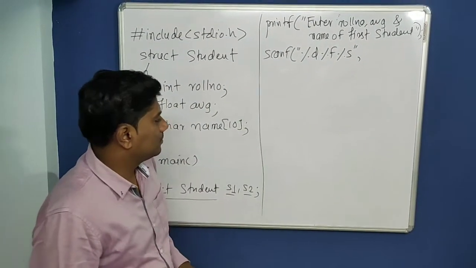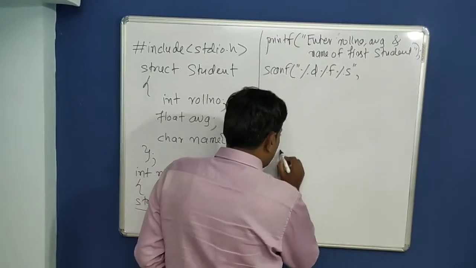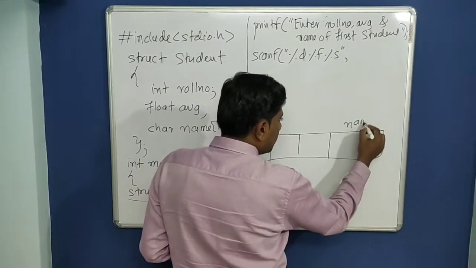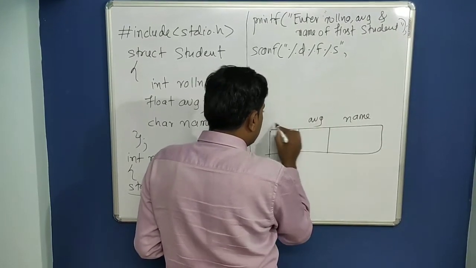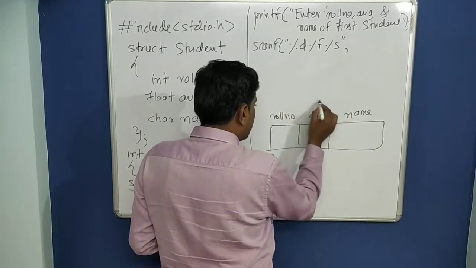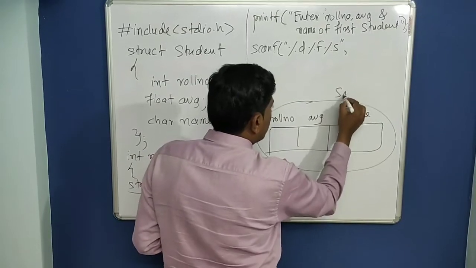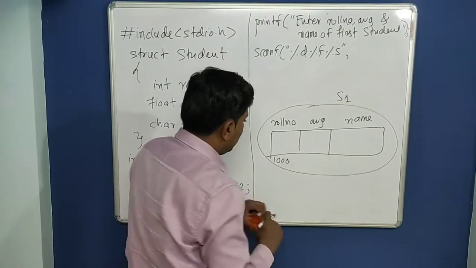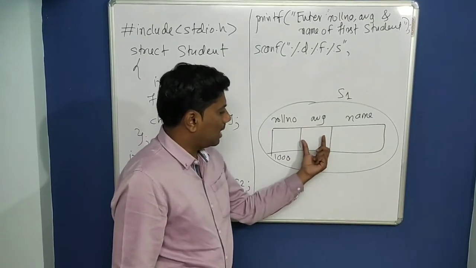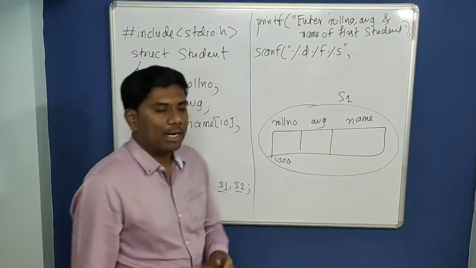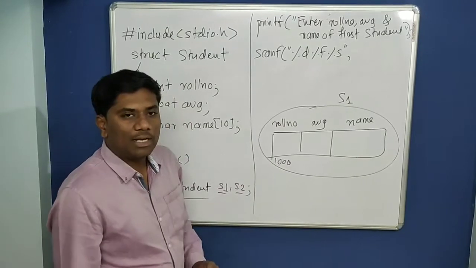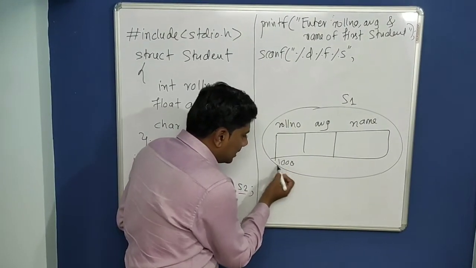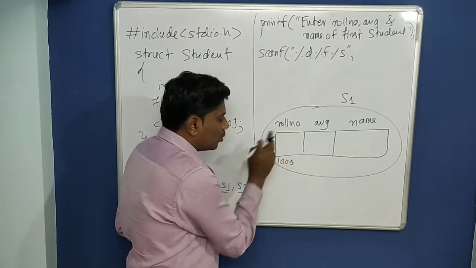Now what is next? As we have discussed, the memory structure will be like this. This will be name, this will be avg and this will be roll number. And this whole will be S1. So these will be the addresses. We already discussed that this will be a 4 byte block and this will be a 10 byte block. So a total of 18 bytes will be reserved for S1. Now if 1000 is the address of roll number.